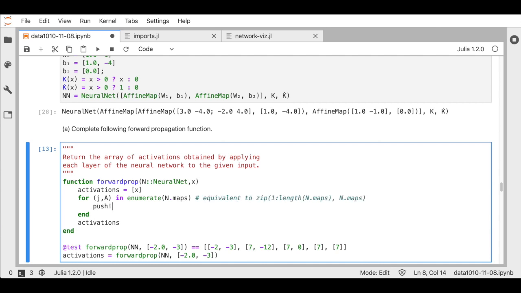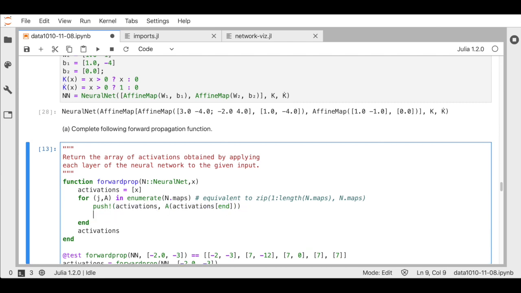Okay, so we're going to push to our activations vector a new vector, which is just what we get when we apply the affine map. So our latest computed activation is accessible at the end of that vector. And then we apply a to it, and we've told Julia how this affine map a should act when we treat it as a function. And we're going to tack that on to the activations. And then we need to apply k and keep track of that as well. So we're going to say, let's use the k function associated with the neural net and map that over the components of the last vector we computed.